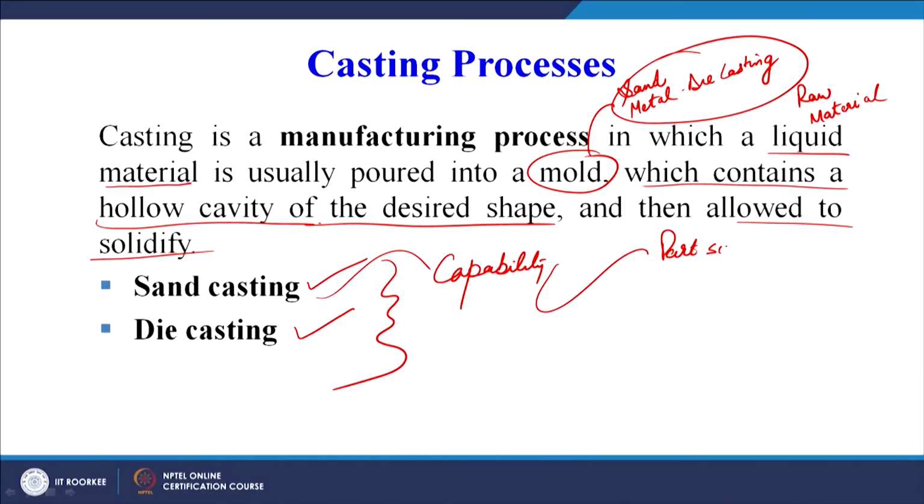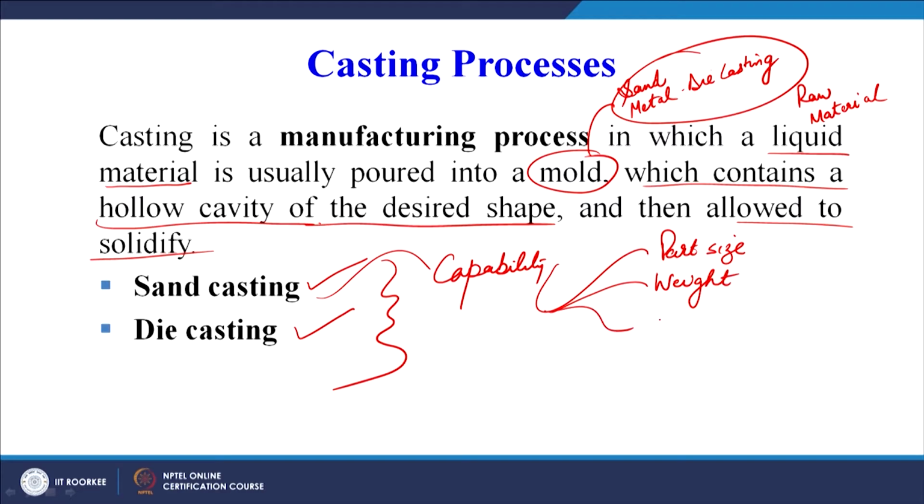Now we want to make a decision. We must know what is the capability or the process capability of sand casting, and similarly for die casting. In terms of what? We want to see it in terms of the part size or the size of the product. We need to understand the capability in terms of the weight of the product which it can produce.